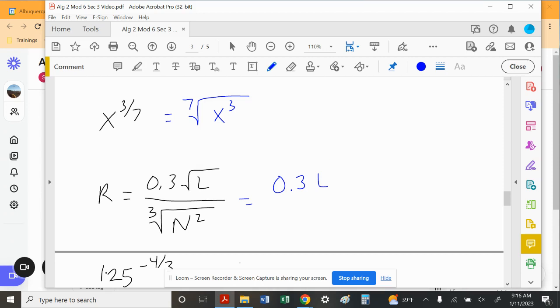0.3 L to the 1/2, because remember that's a square root. There's an implied 2 there. And then we have n to the 2/3 power. And then we've got that one done. So now we've got that one taken care of.